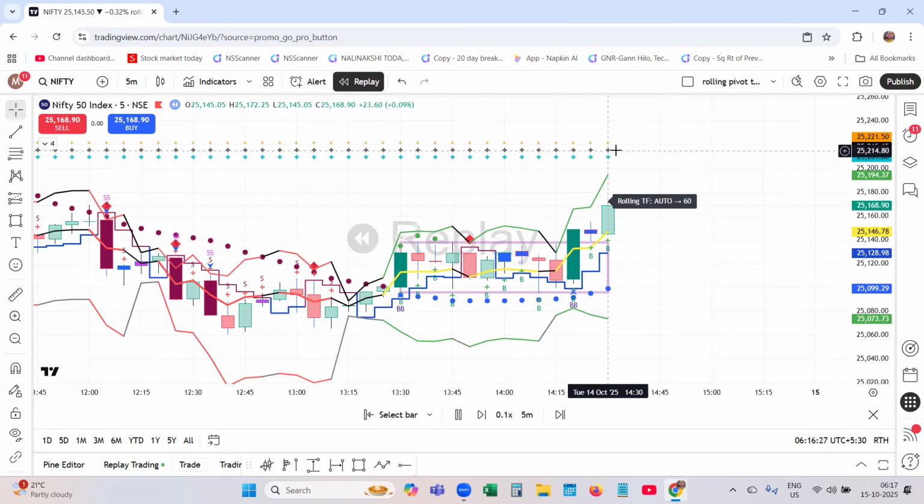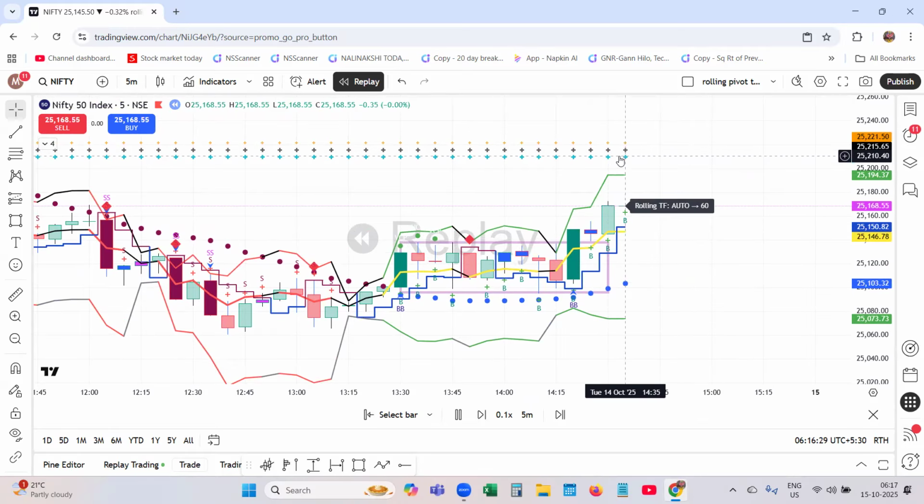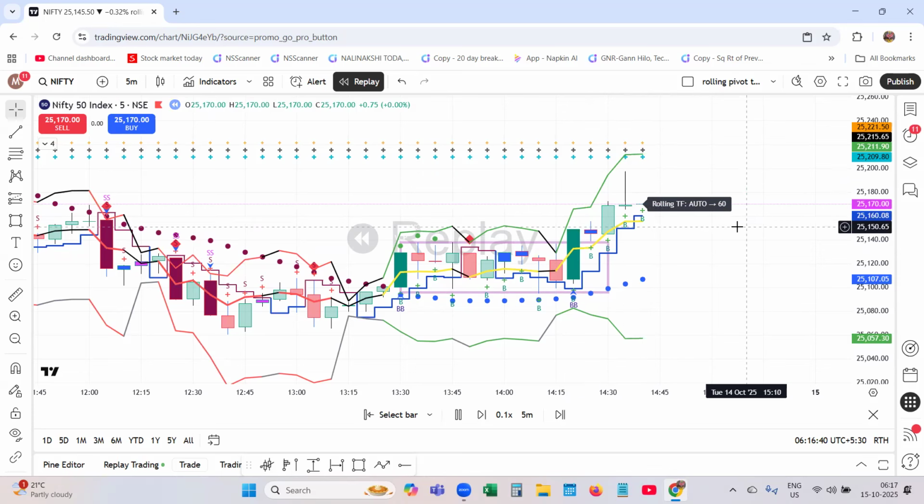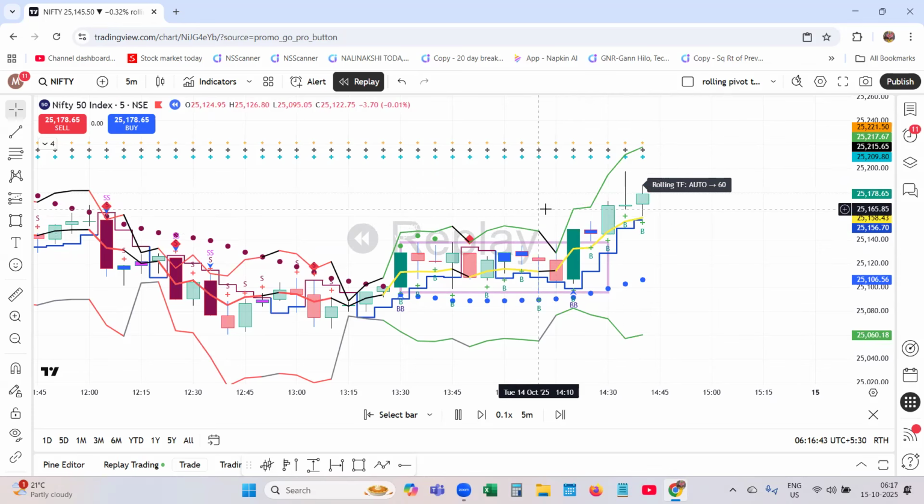This CPR, 25,214 to 25,209, will act as the support. The price could not go to that level, 25,196, and it started. Still, it is positive.